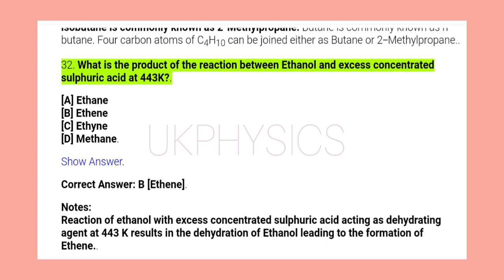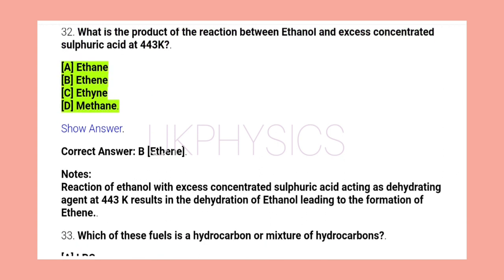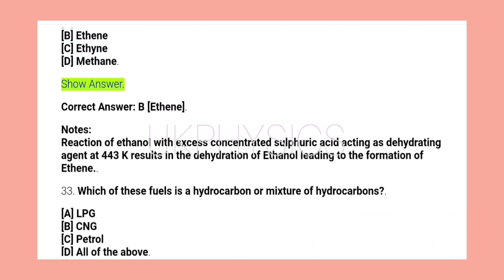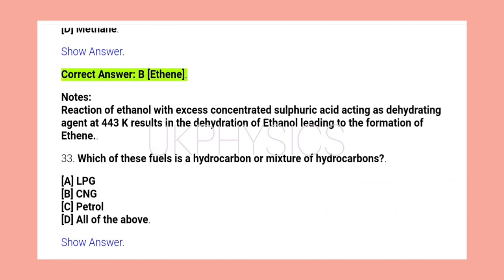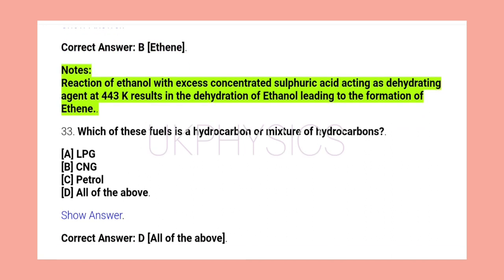32. What is the product of the reaction between ethanol and excess concentrated sulfuric acid at 443 kelvins? A. Ethane, B. Ethene, C. Ethyne, D. Methane. Show answer. Correct answer, B. Ethene. Notes: Reaction of ethanol with excess concentrated sulfuric acid acting as dehydrating agent at 443 K results in the dehydration of ethanol leading to the formation of ethene.